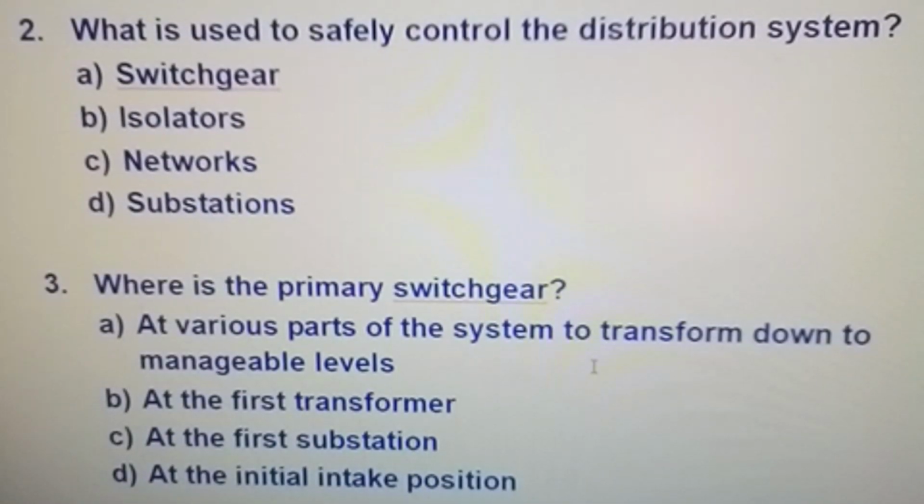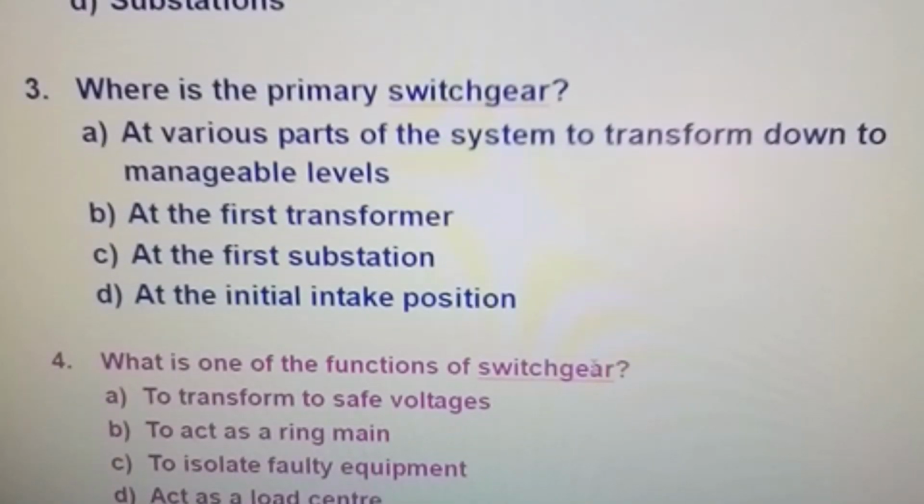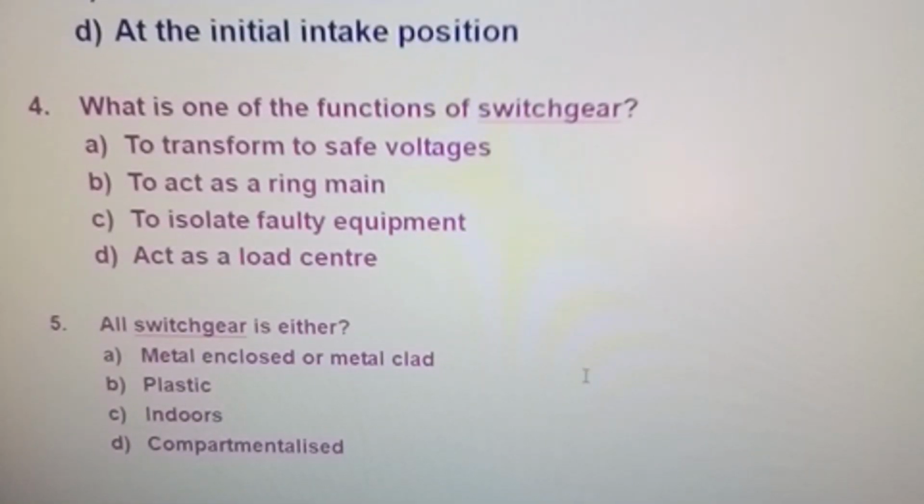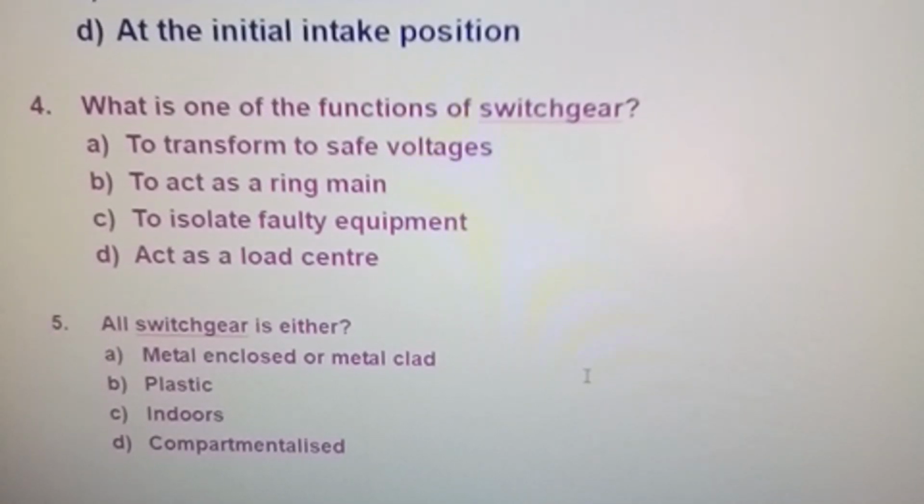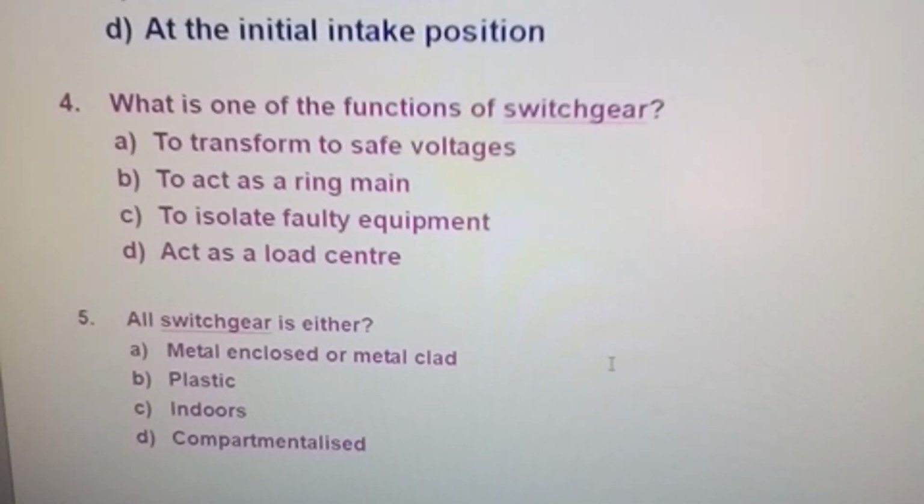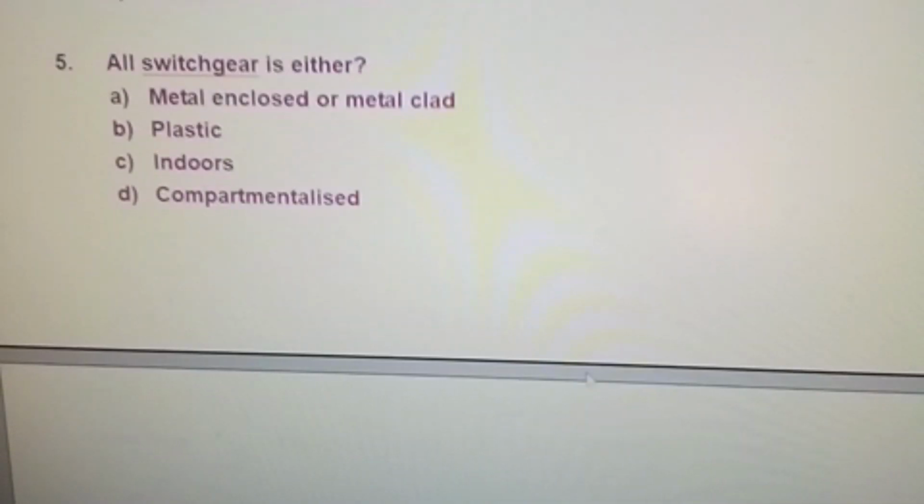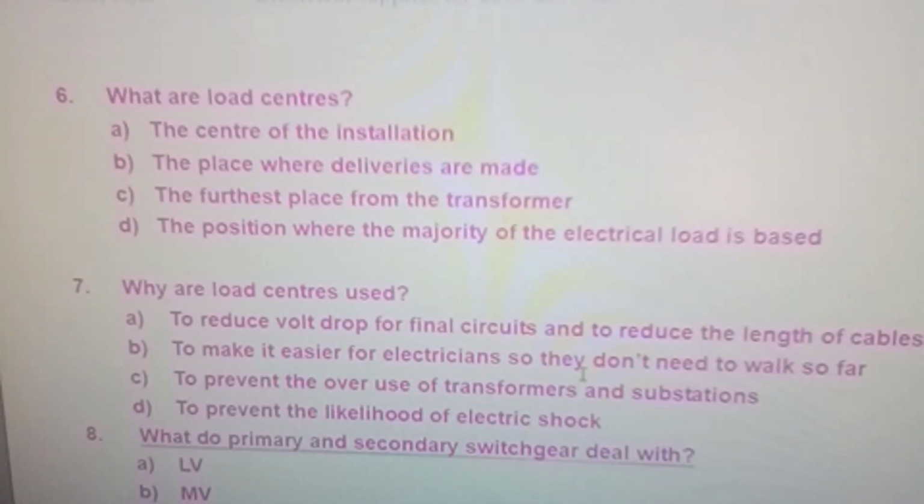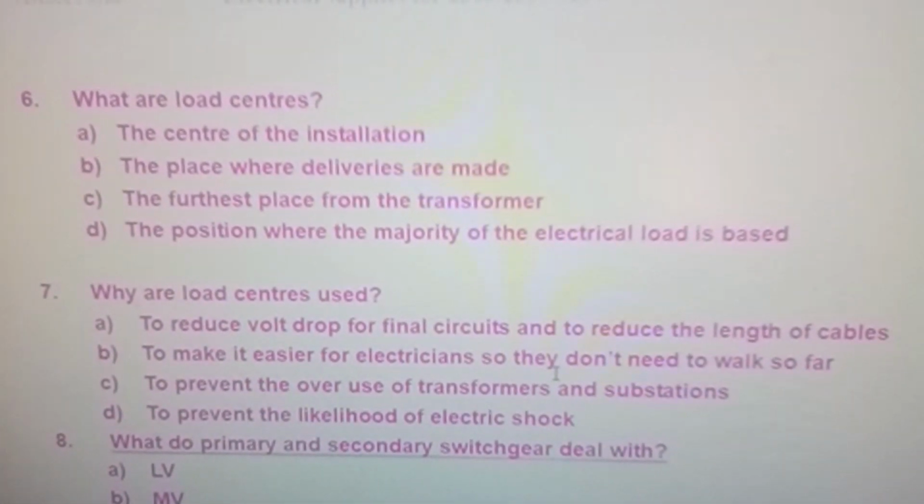Where is the primary switchgear? We spoke about this in class the other day. I gave you handouts, we went through it on PowerPoints. Now, if you're unfortunate enough not to have me for classes, then do some research. Type it into Google, find out. It will tell you exactly what you need to know. What are load centers? Again, find out what they are.